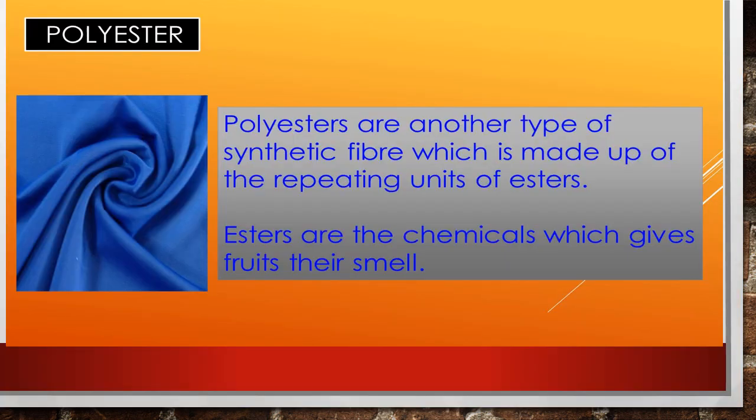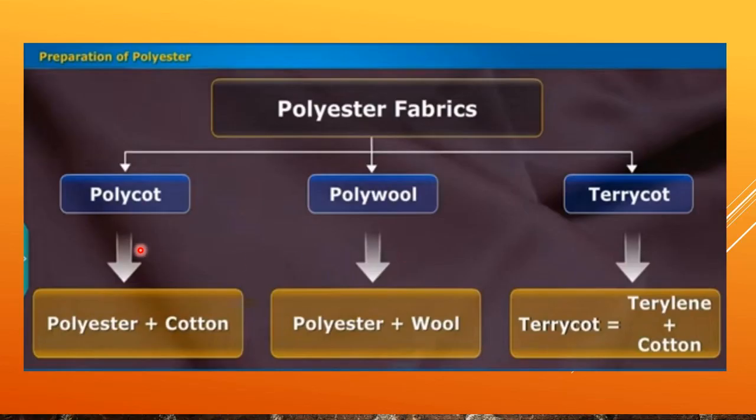And the last type of synthetic fiber is polyester. Polyesters are another type of synthetic fiber which is made up of the repeating units of esters. Esters are chemicals which give fruits their smell. And mainly there are three types of polyesters available in our market. They are polycot, polywool and terrycot.